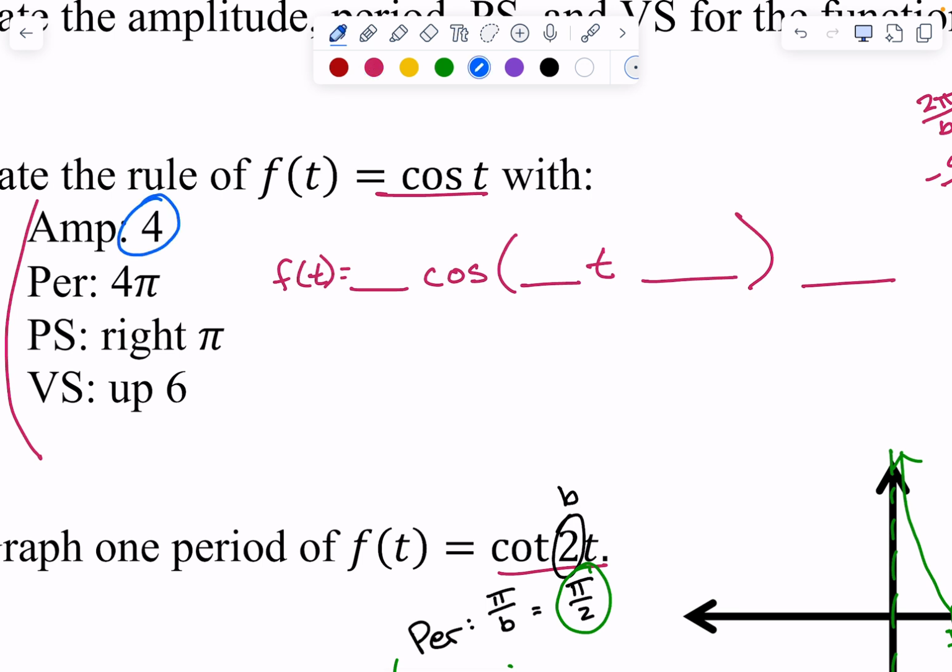All right. I know for certain what goes where. Amplitude 4 goes here, and vertical shift is plus 6. D is plus 6. The other two I have to work a little bit harder for. If I want the period to be 4 pi, then B is 1 over 2, because you divide by B.